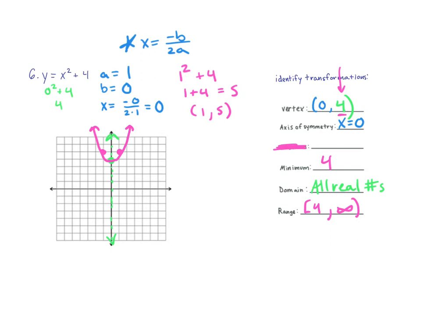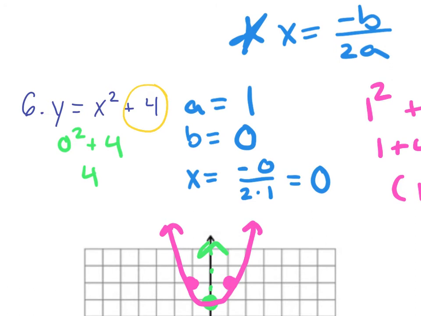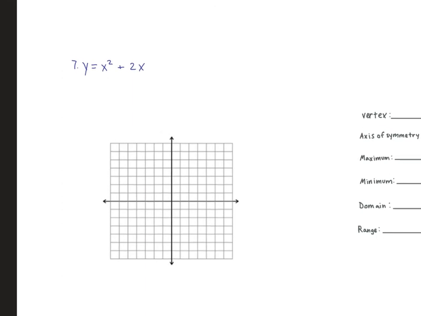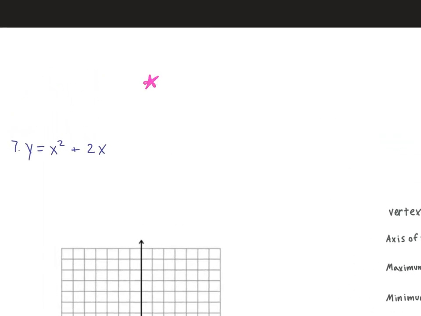Any other questions about this one? Let's identify our transformations. So what does this plus 4 on the outside tell us? Up 4. So let's look at number 7. So this is standard form. Where do we start with standard form? Axis of symmetry.